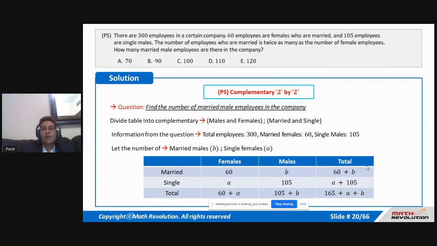Total married happens to be 60 plus B, which includes females and males both. Total singles are A plus 105, which is all the single people in the company, and the overall total becomes 165 plus A plus B.